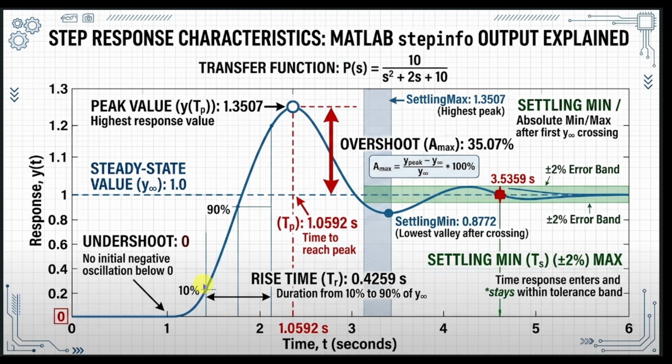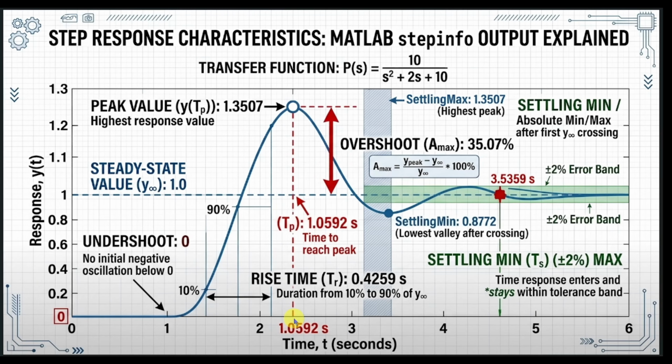So, how fast does it get off the starting line? This is rise time, TR. MATLAB calculates this as the time it takes to go from 10% to 90% of y infinity. Here, it takes around 0.4 seconds. But because it's moving fast, it overshoots the target. It hits a maximum peak value of 1.35. The time it takes to reach this exact summit is our peak time, TP. Here, this time is around 1.05 seconds.